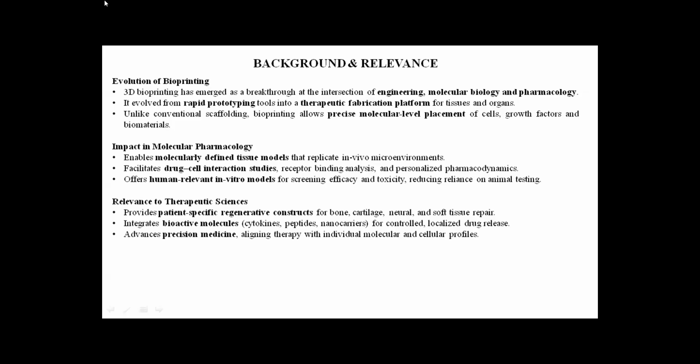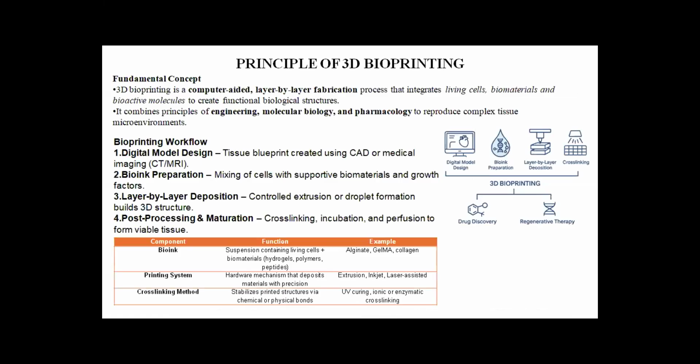It works on a layer by layer fabrication process that integrates living cells with biomaterials to create functional biological structures. The workflow of 3D bioprinting technically involves four main stages: digital model design, bioink preparation, layer by layer biodeposition, and fourth and last, post-processing and tissue maturation. Now let's talk about the classification of 3D bioprinting.